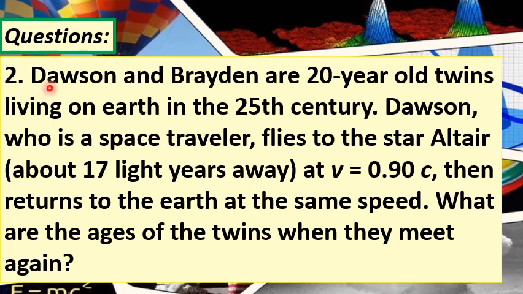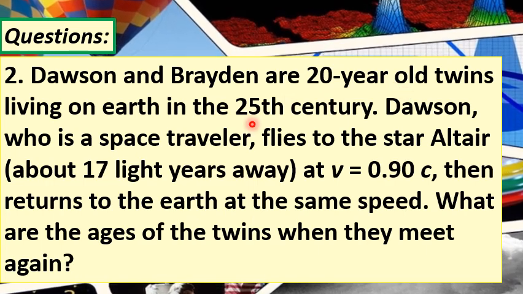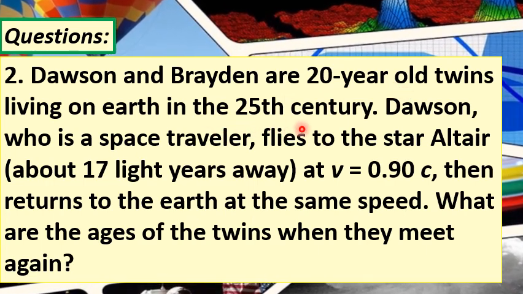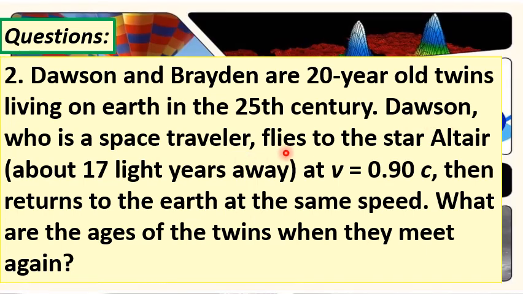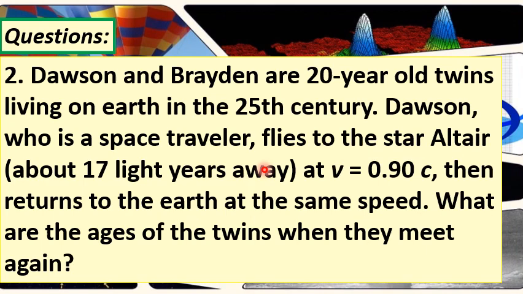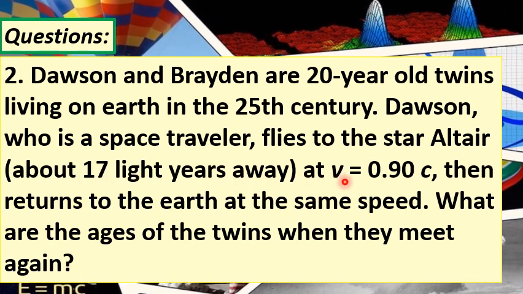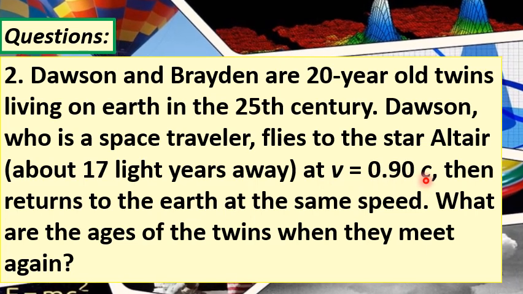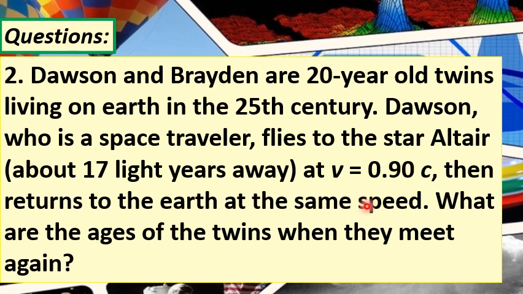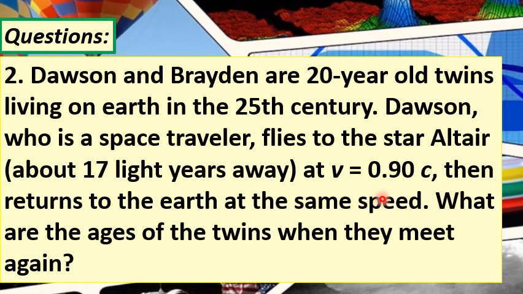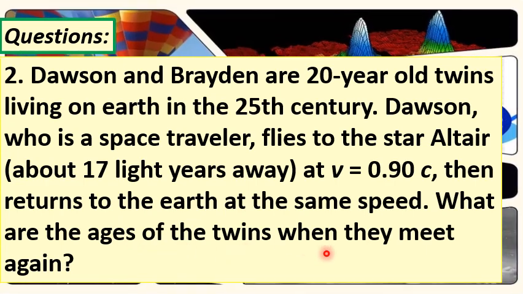Question number 2. Dawson and Braden are 20-year-old twins living on Earth in the 25th century. Dawson, who is a space traveler, flies to the star Altair about 17 light years away at a speed equal to 0.90 the speed of light, then returns to the Earth at the same speed. Question is, what are the ages of the twins when they meet again?